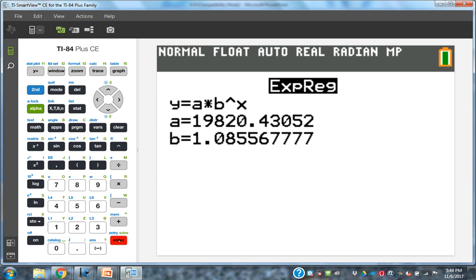And it will find that equation for us that's in this form. A is like your initial amount. B is the base there, and the x is the exponent. So x is always just going to be x. It's going to tell you the value for a, and then the b is your rate of growth for that account. So we could round that to, let's see, maybe 3 decimal or 4 decimal places would be a good place to stop with the b value.